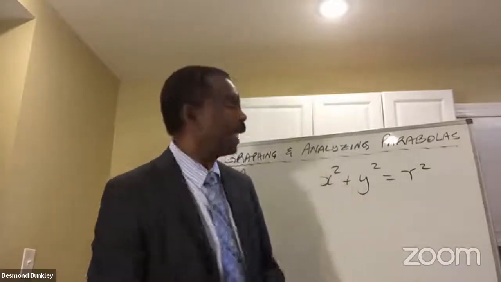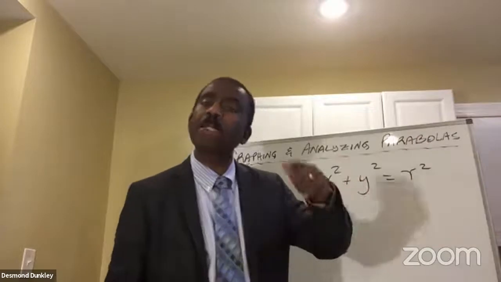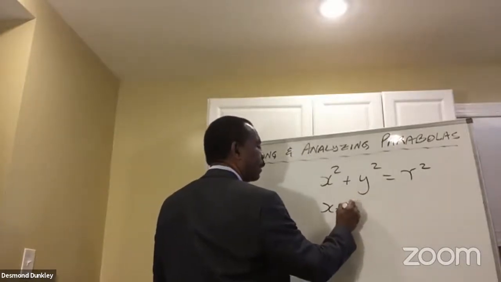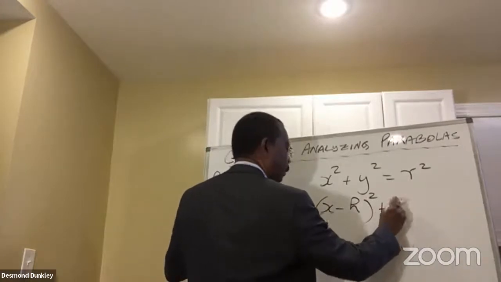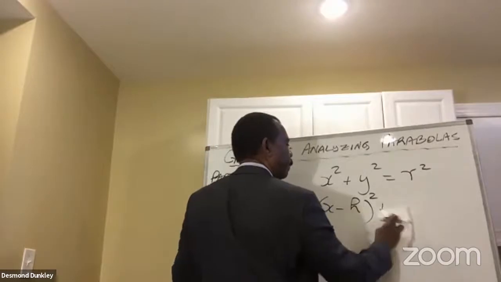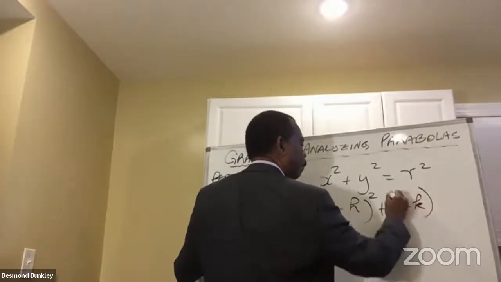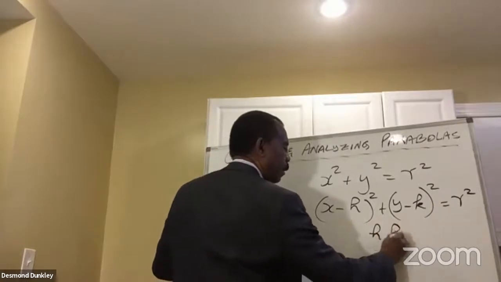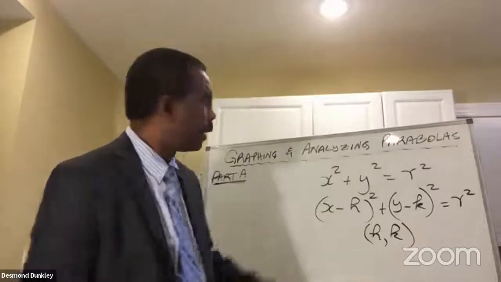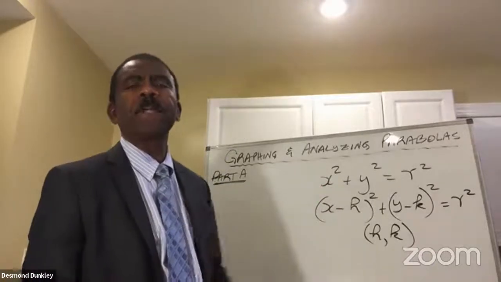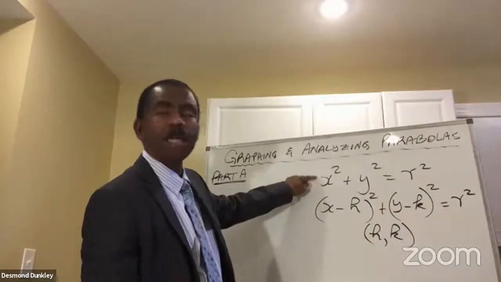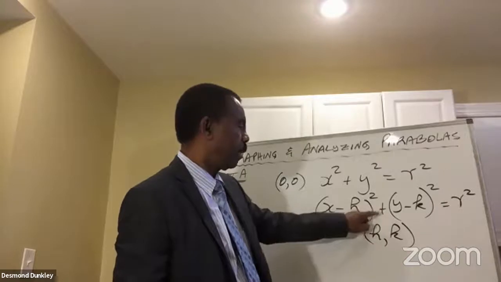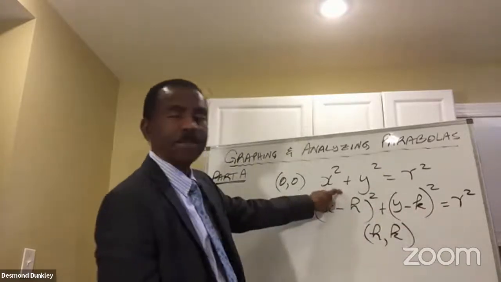And then we also discovered that if the center was not at the origin, that is the point 0, 0, then it will be x minus h squared plus y minus k squared equals r squared, where the point (h, k) is the actual center. So these two equations, or these two templates, have to do with the equation of circles. In this one, the center is at 0, 0. And in this one, the center is elsewhere. So if you put 0, 0 here, it will come right back to the original that we have here.